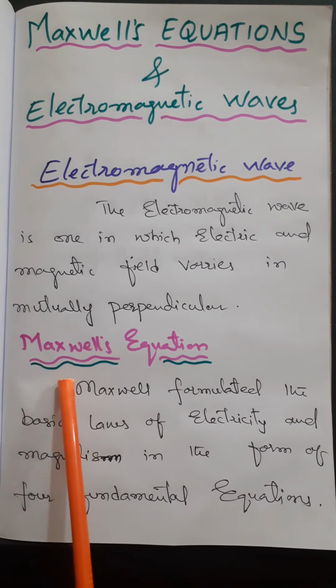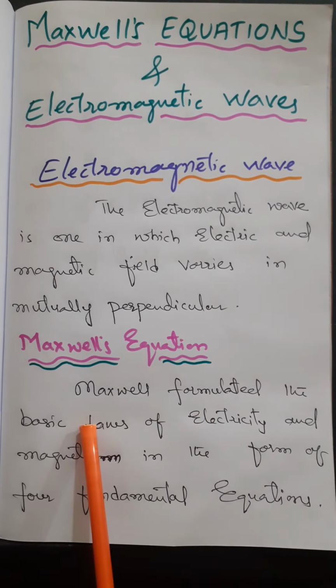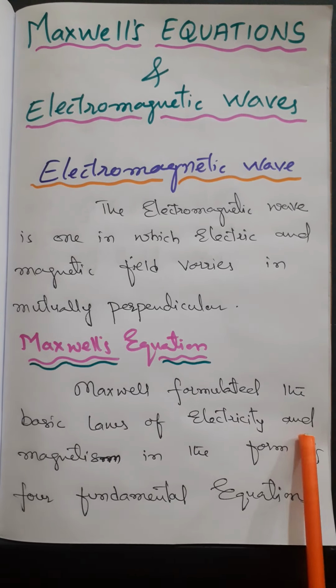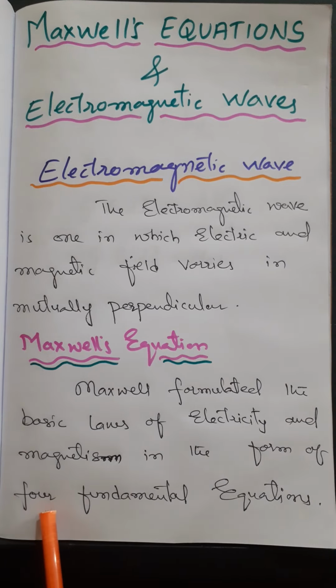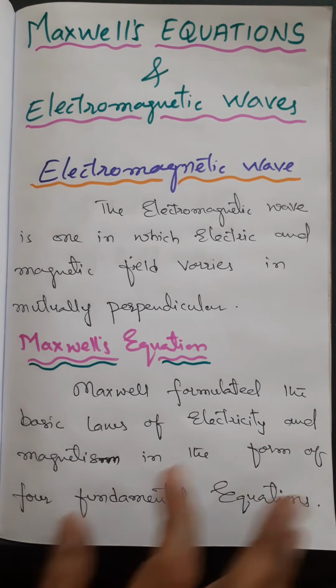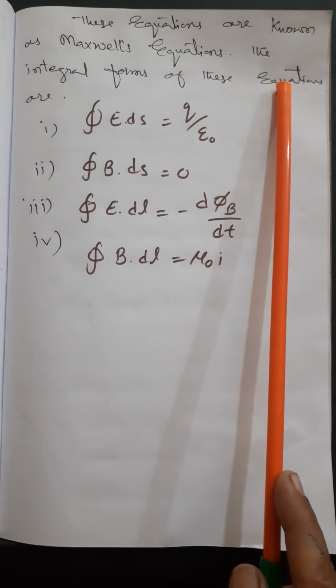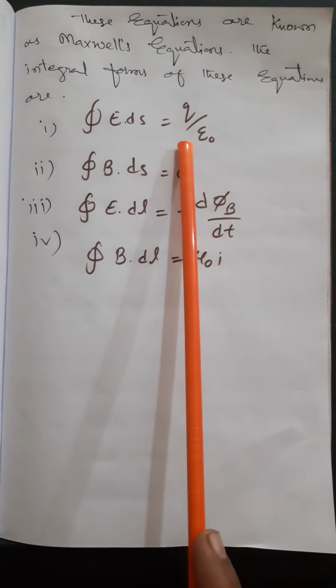Now, what are Maxwell's equations? Maxwell formulated the basic laws of electricity and magnetism in the form of four fundamental equations, and these equations are known as Maxwell's equations. The integral form of these equations is here.